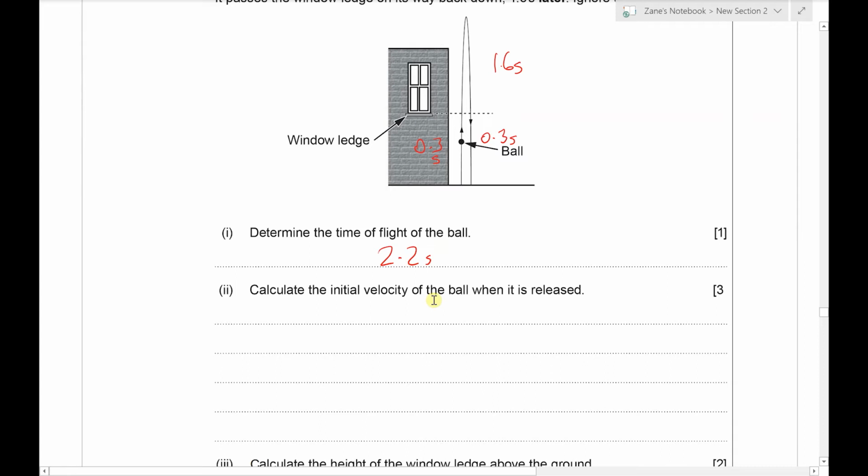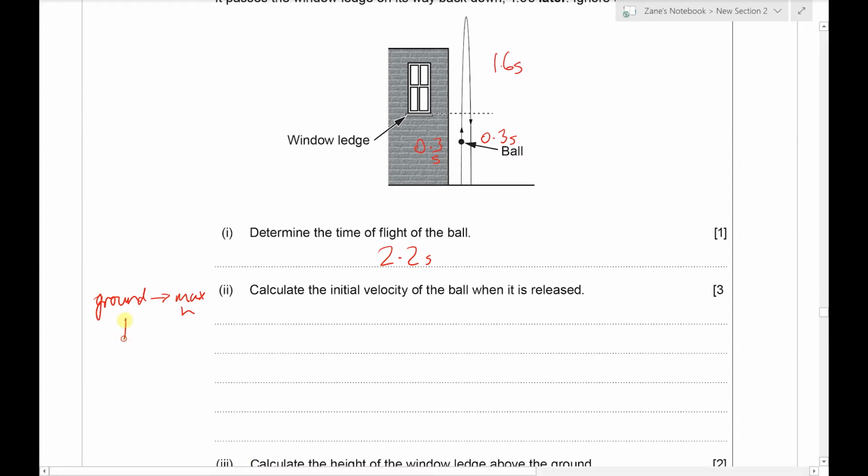Next we're asked to calculate the initial velocity of the ball when it's released. So we need to set this question up carefully. First of all, be very clear in our minds what part of the motion we're going to look at. Here I'm going to look at the motion from the ground up to the maximum height. You could look at the ground all the way back to the ground again. You still will get the same answer by doing a very similar sort of calculation.